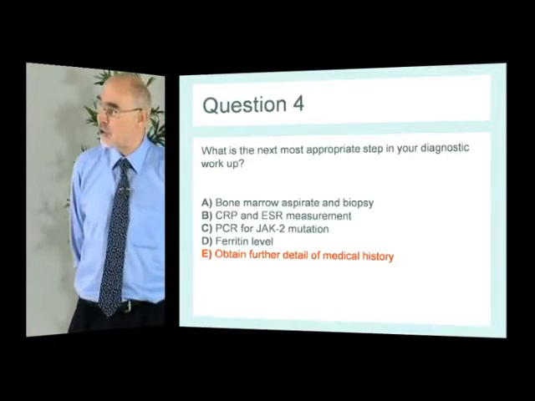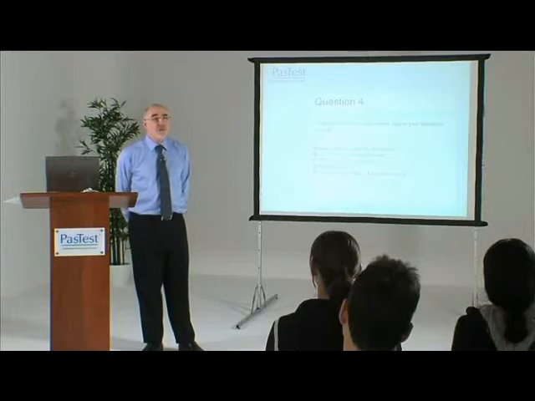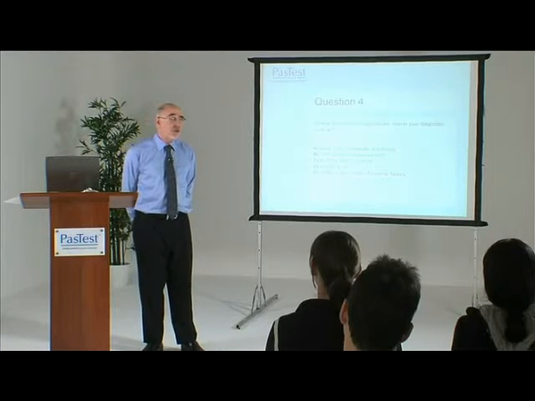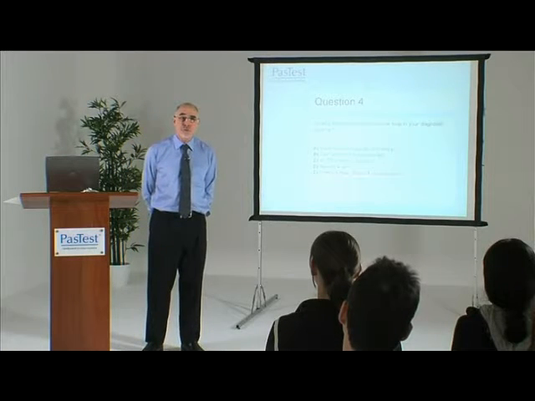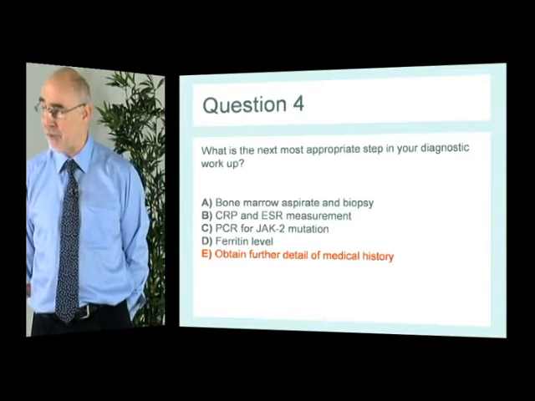All the other responses are appropriate in the investigation of a thrombocytosis. PCR for JAK2 mutation, which we'll be talking about in a bit more detail in the next video presentation, can be positive in 30% of patients with essential thrombocythemia, so that could be useful. Iron deficiency results in a thrombocytosis, even if not due to bleeding. So measurement of the ferritin level can be useful.